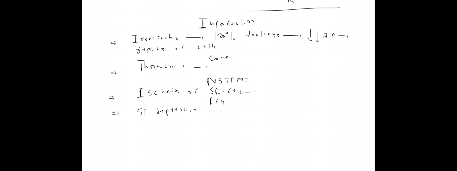Now we have the ST elevation MI, or STEMI. The reason is the same. You get 100% blockage secondary to the thrombosis of the coronary artery. But this time, this thrombosis is long-term, or it's not being treated, which leads to the ischemia or infarction of all three layers of the heart. When you get infarction of all three layers of the heart, it's called transmural infarction.